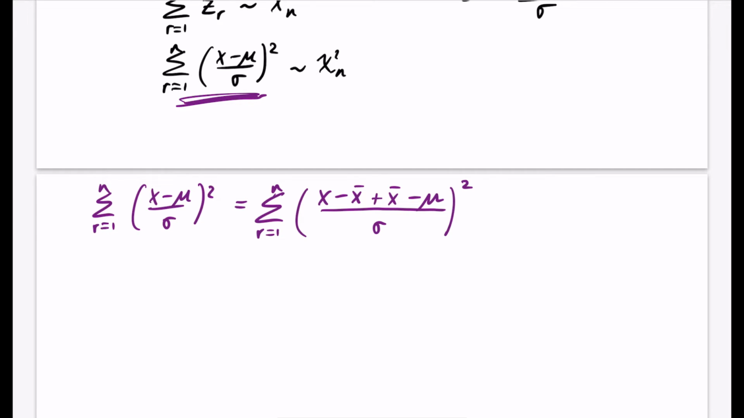sigma squared. Now, I'm going to bracket this part, and I'm going to bracket this part so that I can square them nicely, okay? So I'm now imagining that this numerator is literally just like an a plus b squared, which we know would be a squared plus 2ab plus b squared.